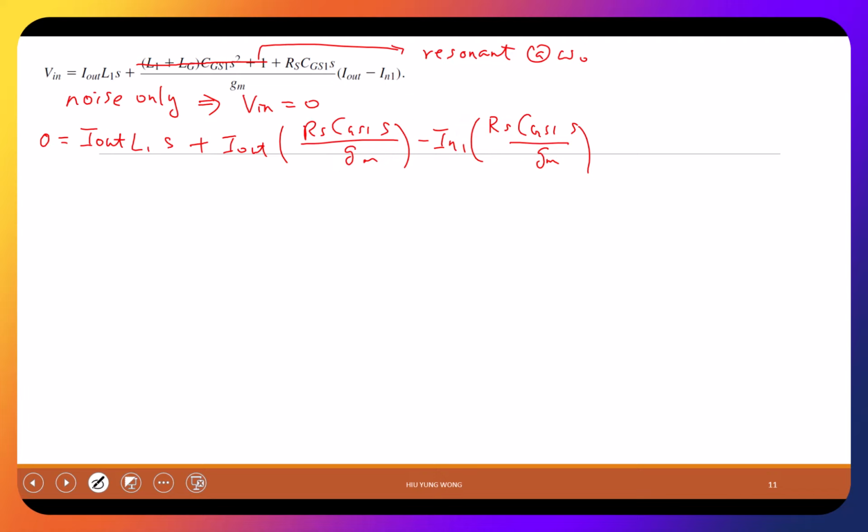Okay? And my goal is to find out what is I out divided by I in, because my goal is to relate I out to IN1, right? I want to know what is the output current due to the noise, and that is the noise at the output. And I'm only interested in the magnitude, because later I'm interested in the power, right? I don't need to know the direction. So you just arrange the terms, right? I in, maybe go to the other direction, and then go down, right?